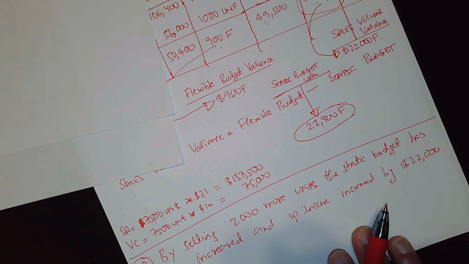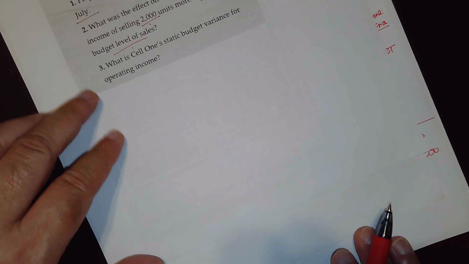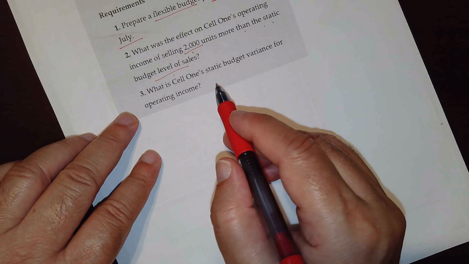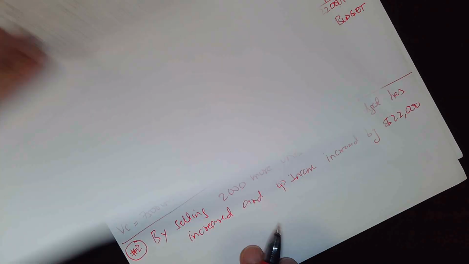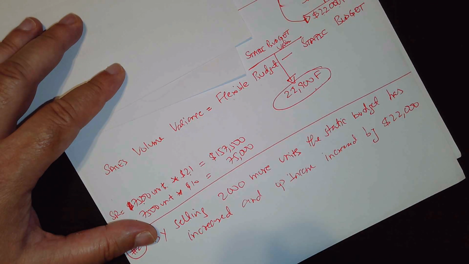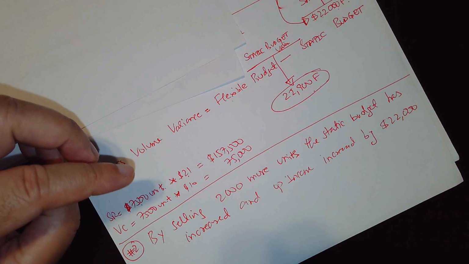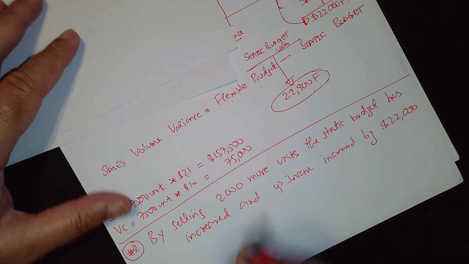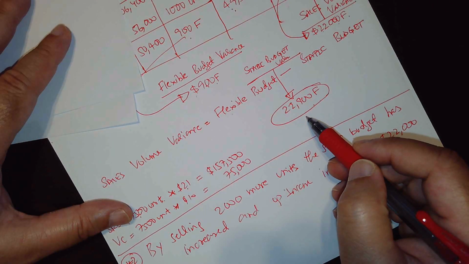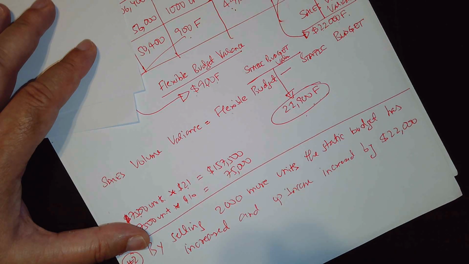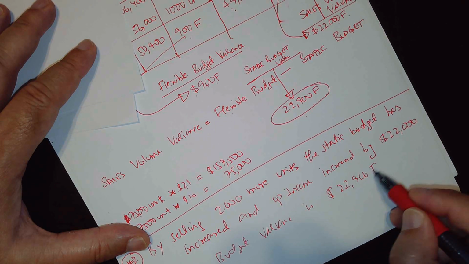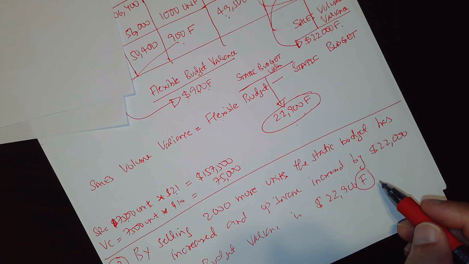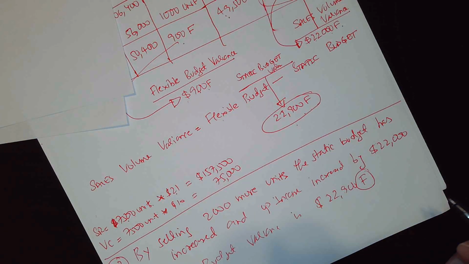Okay, and requirement number 3 is what is the static budget variance for operating income. So how much is the difference between the operating income? So the answer to number 3, the static budget variance for operating income, is $22,900. So the static budget variance is 22,900 and it's favorable. F only stands for favorable, that is a positive number, it's an increase.